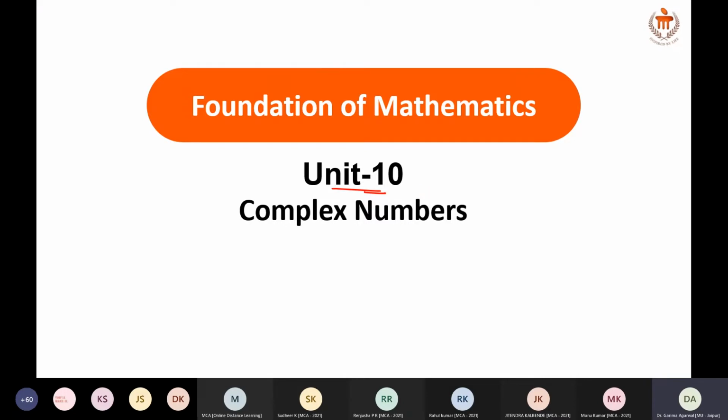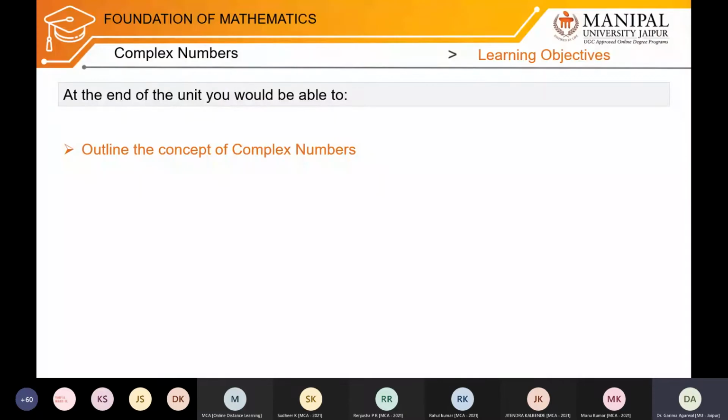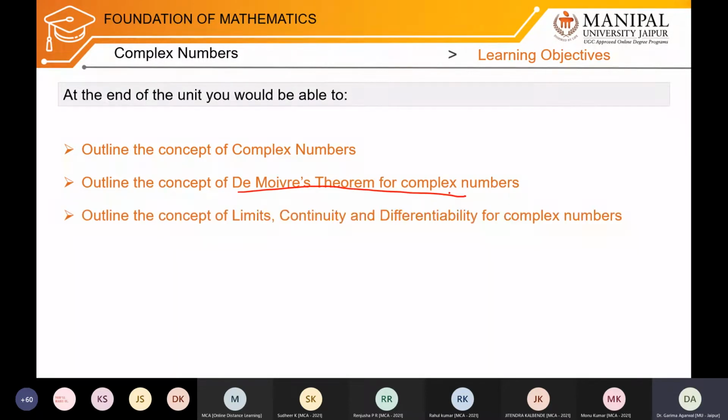First of all, I would like to discuss the complex numbers. So in this lecture, we'll discuss the concept of complex numbers, the most important De Moivre's theorem for complex numbers, limit, continuity and differentiability for complex numbers, and Cauchy-Riemann equations. These are a few subtopics of complex numbers that we are going to discuss today.